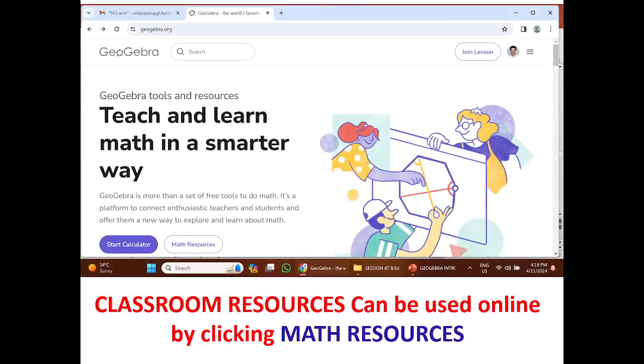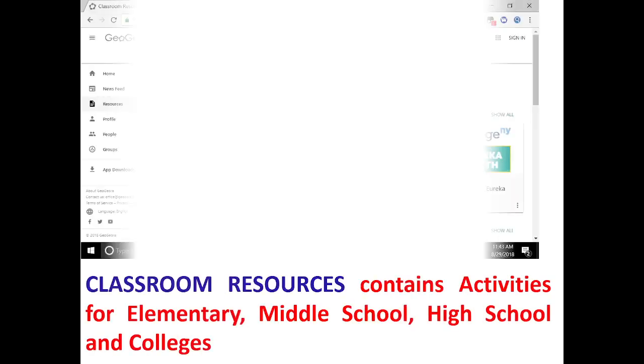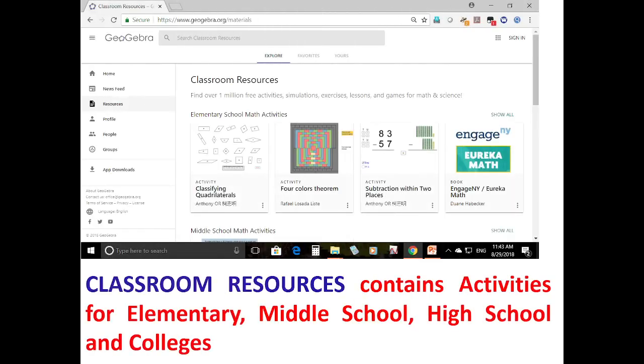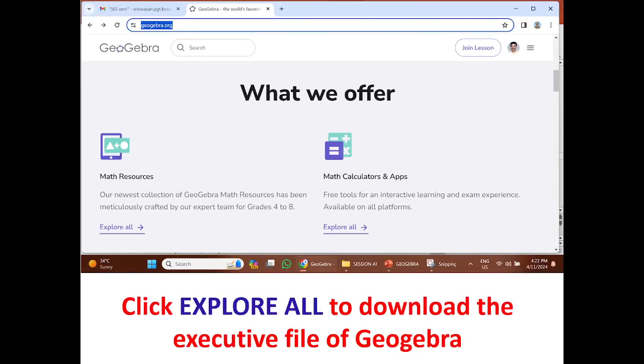There are some classroom resources already embedded in it. Therefore, you can click on resources and use classroom resources online. It contains activities for elementary, middle school, high school and colleges also. Now to download GeoGebra to your computer, you click explore all to download the executable file of GeoGebra. You have to do this only once and automatically it will become an offline tool for you.